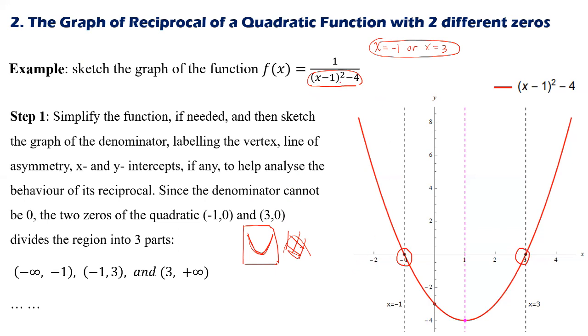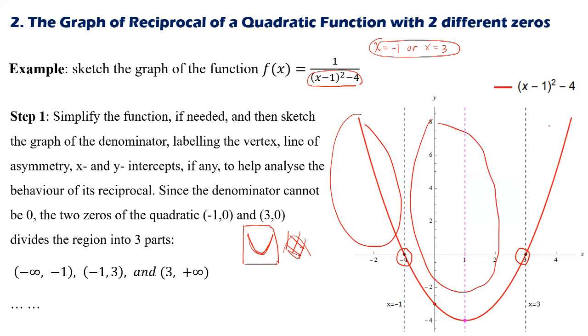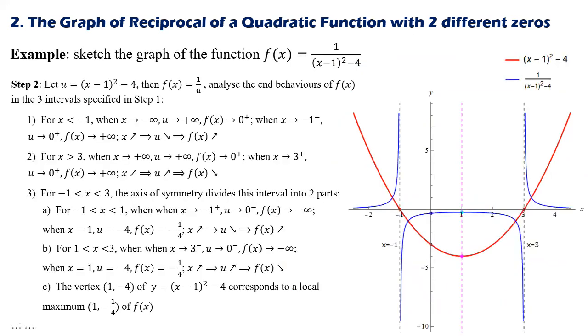Also, because the quadratic function is in the denominator position, x cannot be minus 1 or 3, otherwise the denominator will be 0. So the 2 zeros, minus 1 and 3, divide the region into 3 parts. This is the first part, and the second part, and then the third part. There are 3 regions.